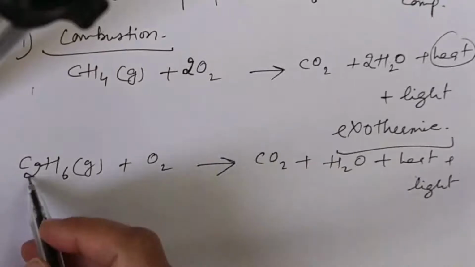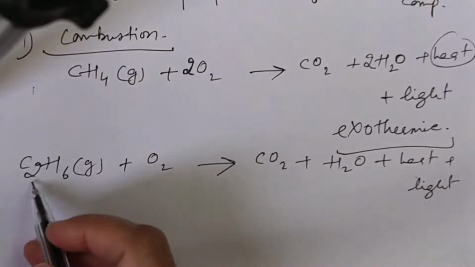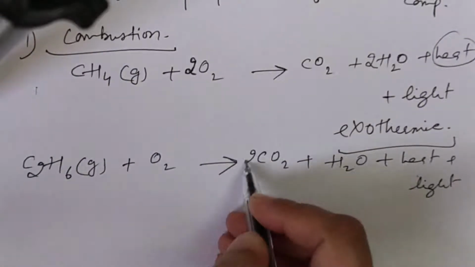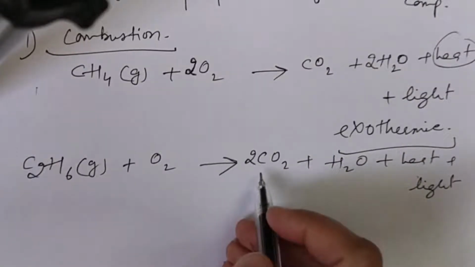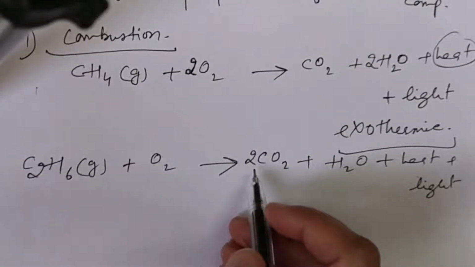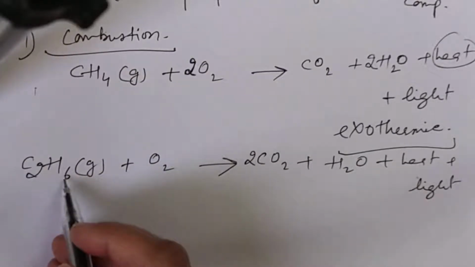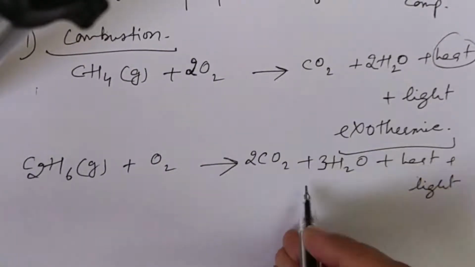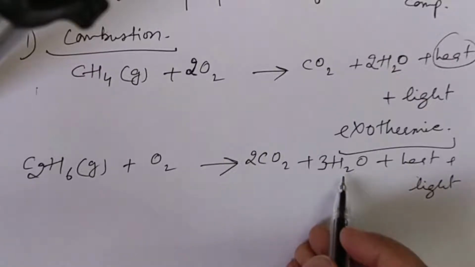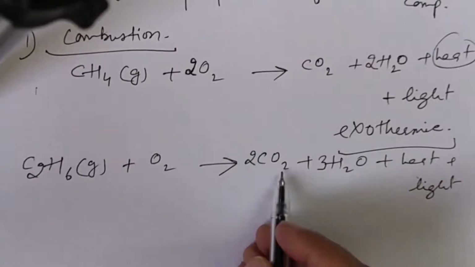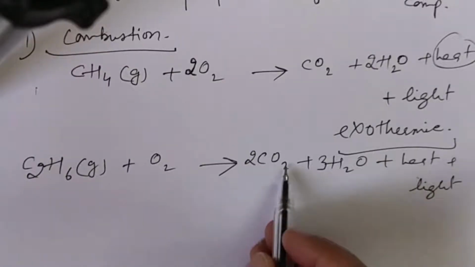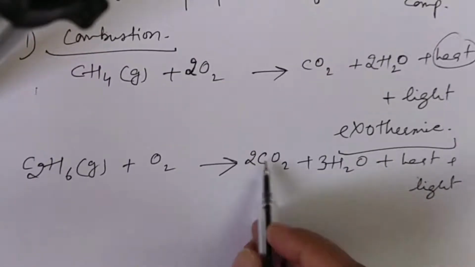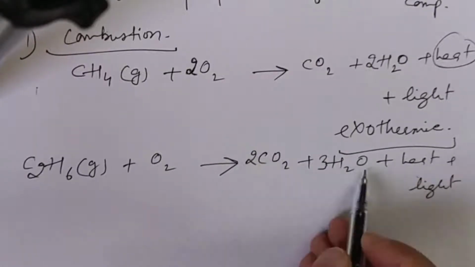See, the number of carbon atoms on the left-hand side is 2, so balance it by multiplying by 2 on the right-hand side. The number of hydrogen atoms is 6 on the left-hand side, multiply it by 3, so we get 6 hydrogen atoms here. Count the number of oxygen atoms on both sides: on the right-hand side there are 4 plus 3, 7 oxygen atoms.